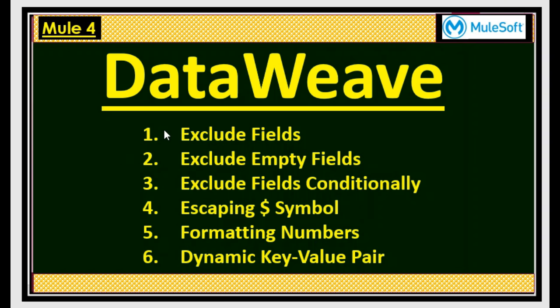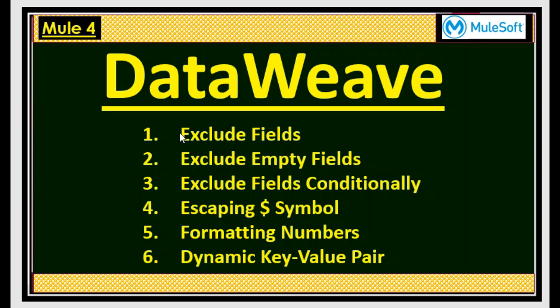So we will be seeing 6 different aspects of how we can deal with the fields. The first one, how to exclude one particular field or a set of fields from the input payload so that you don't need to render all the fields manually. And also you want to exclude empty fields. I mean, if they are null, you don't want to display them, so you want to exclude them. Then the third one is excluding fields conditionally. Suppose you want to exclude the complete object, or you want to exclude one particular field based on certain conditions.